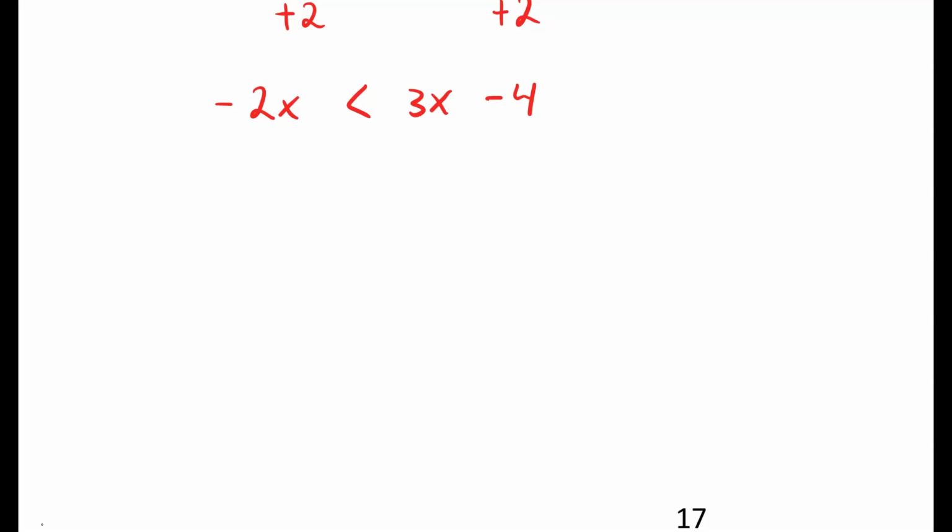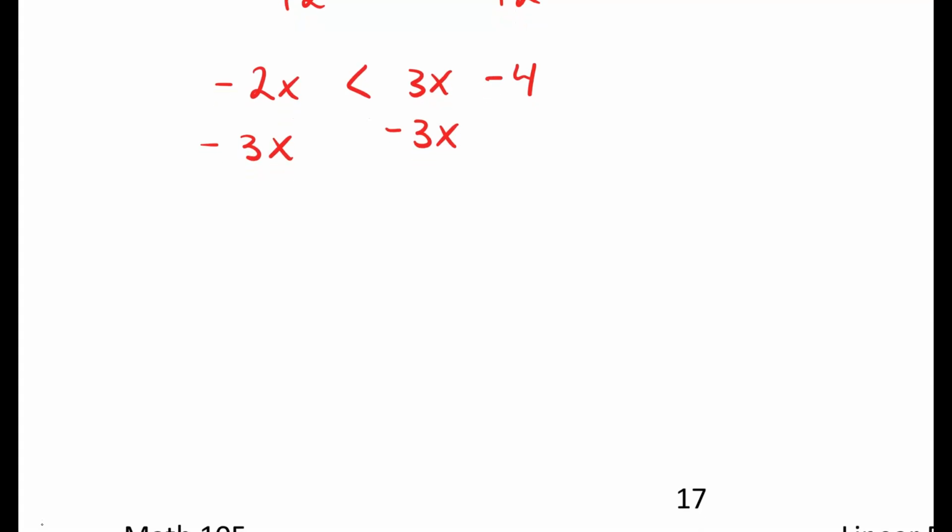We want to now move our variable to the left-hand side. So we're moving this 3x to the left by subtracting 3x, subtracting 3x. This will give us -5x is less than -4.